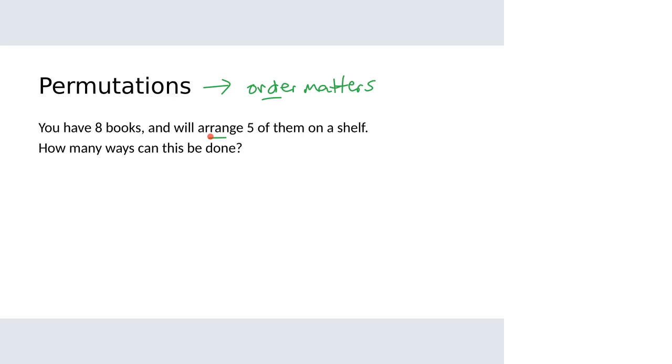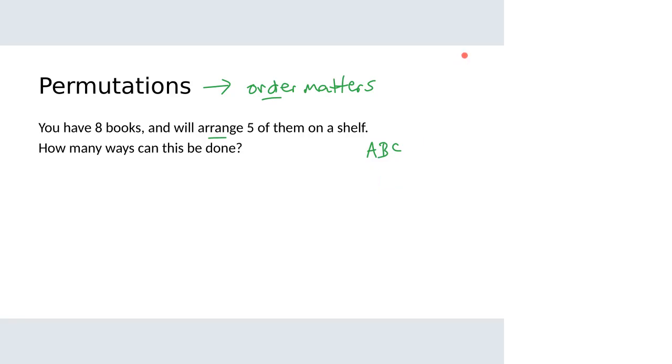In this particular situation, we have 8 books and we're going to arrange 5 of them on a shelf. The reason order matters here is if I put 5 of my books on the shelf, it would look different if I change the order. Because the bookshelf would look different if I change the order, order matters.